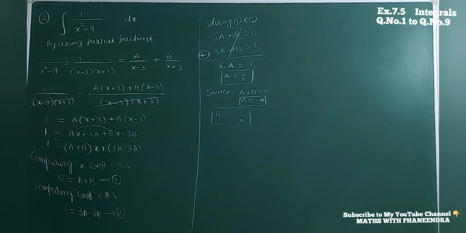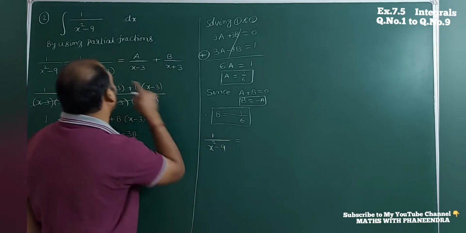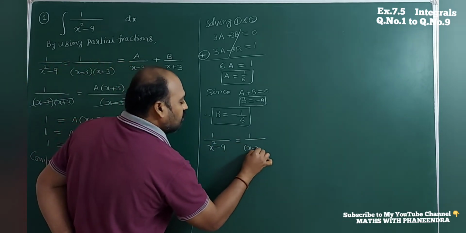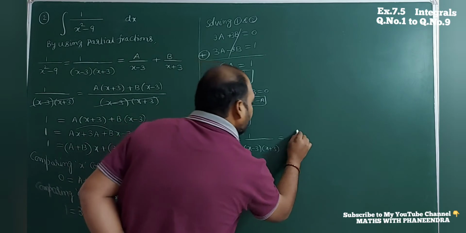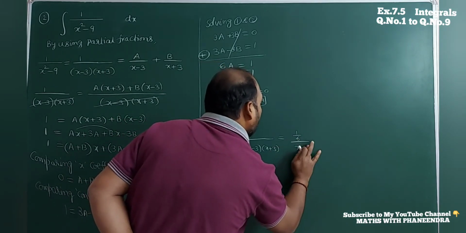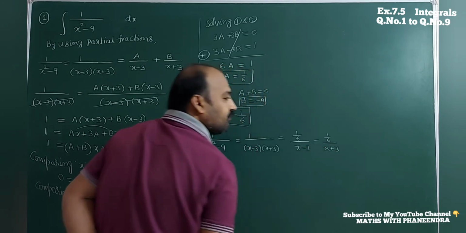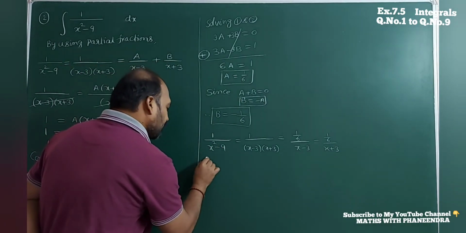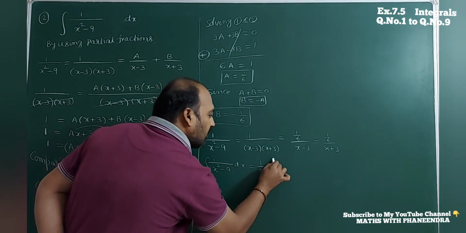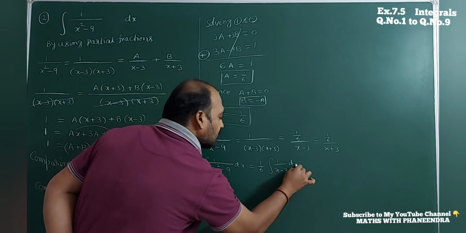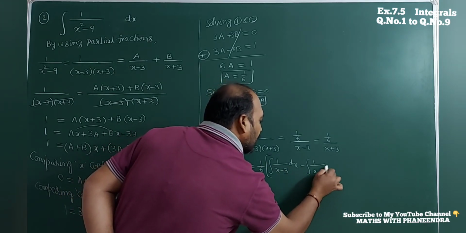After that, A and B values are there now. Substitute in this. Integral, 1 by x square minus 9 can be written as 1 by x minus 3 into x plus 3, that is equal to A value is 1 by 6. 1 by 6 by x minus 3, plus minus 1 by 6 by x plus 3. So taking integration on both sides, integral 1 by x square minus 9 into dx equal to, 1 by 6 take common from these two, 1 by x minus 3 dx minus 1 by 6, I am taking common completely, integral 1 by x plus 3 into dx.